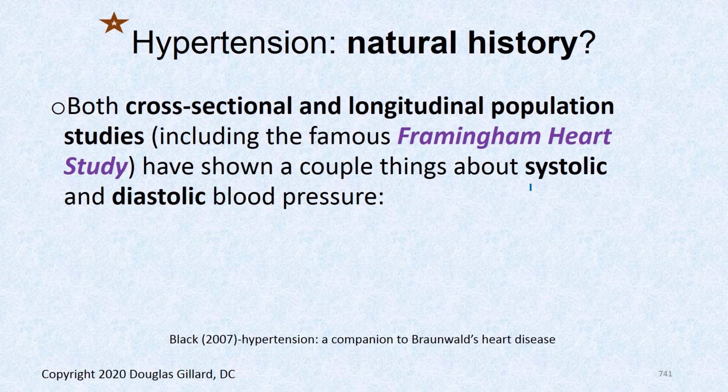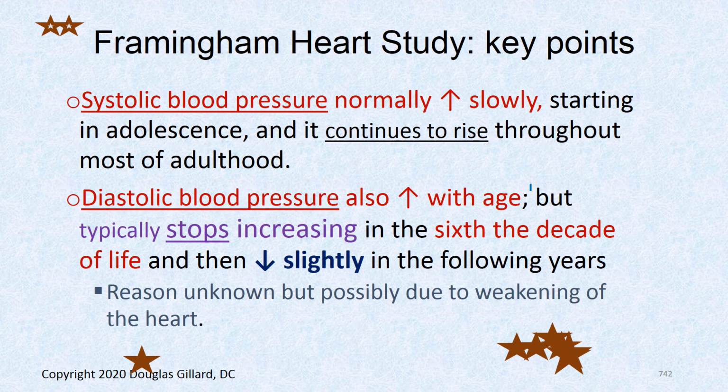What about the natural history of hypertension? This is famous, and there have been subsequent studies. This is an older study, but the old Framingham Heart Study, I think you guys have actually heard about that, showed a couple things. Systolic pressure tends to slowly increase with the passage of time. It even starts in adolescence, and it increases slowly until the day you die. Diastolic pressure is a little bit weird. It also increases with age up until your 50s. Then it can actually start going backwards. We're not 100% sure we understand why. Something to do with weakening, decreased ejection fraction is possibly thought.